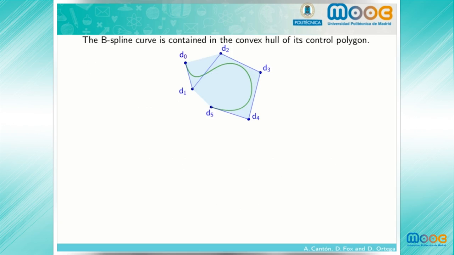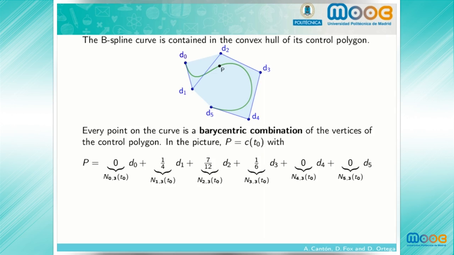The B-spline curve is contained in the convex hull of its control polygon. Every point on the curve is a barycentric combination of the vertices of the control polygon. In the picture, p is the point on the curve at time t sub 0. It's expressed as a barycentric linear combination of the control points.